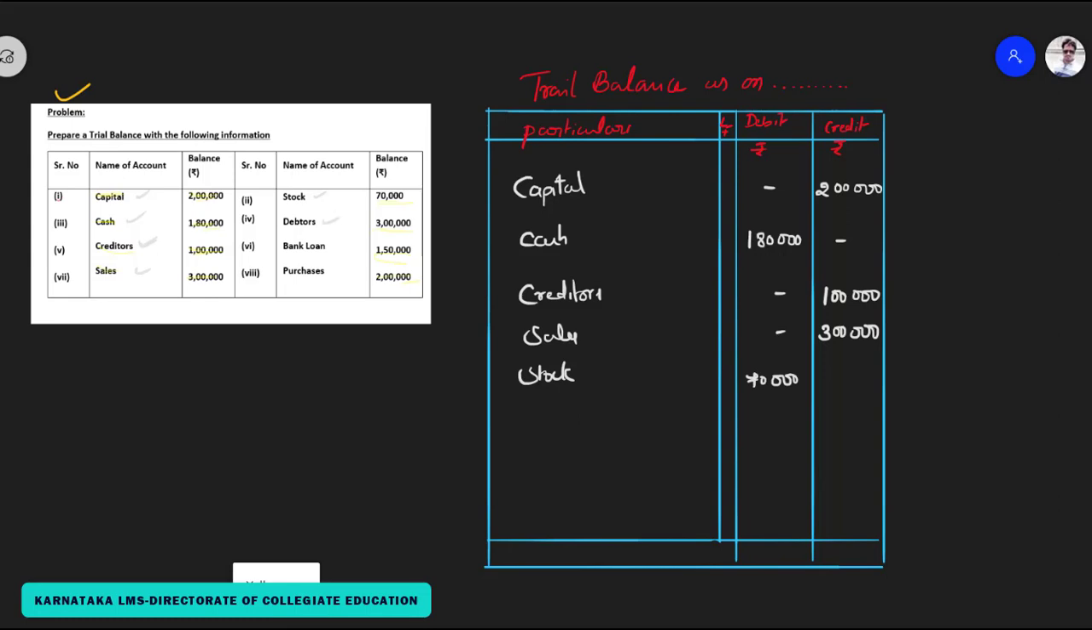Now the next data is debtors. We could write debtors here. That is 3 lakhs, so it will be on the asset side, that means the debit side. And the next thing is bank loan. The bank loan is a liability, so on the credit side, bank loan, rupees 1,50,000. And lastly, purchases. Purchases is an expenditure, so on the debit side, 2 lakh rupees.